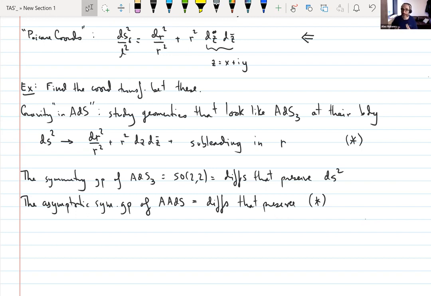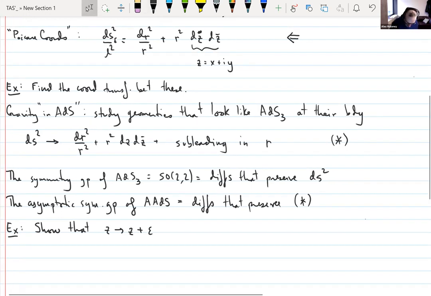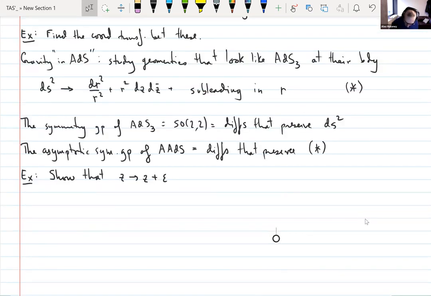Okay. But first, let's just think a little bit about the sorts of diffeomorphisms that would preserve this asymptotic structure for the metric. So in particular, you could imagine that you have, say, a translation of the z coordinates. Okay, that obviously preserves the form of the metric because z to z plus a constant doesn't do anything to dz, so that preserves the form of the metric. Similarly, you could take z bar to z bar plus a constant. We'll call it epsilon bar.